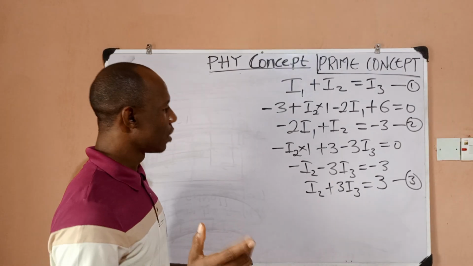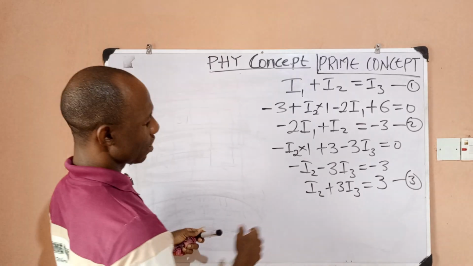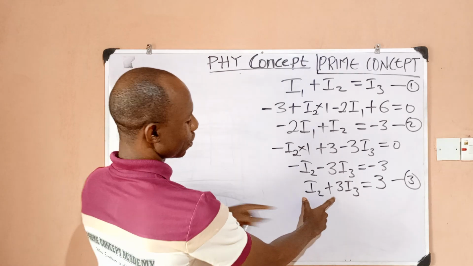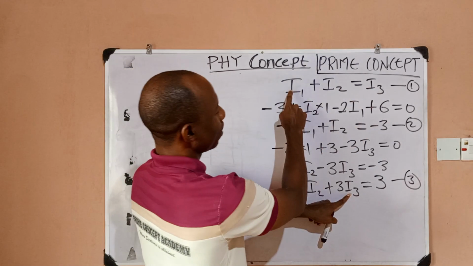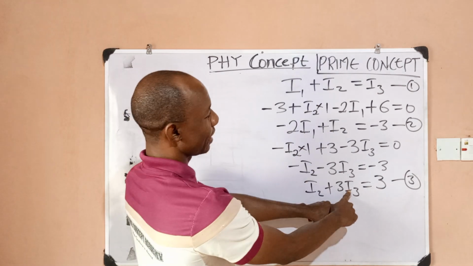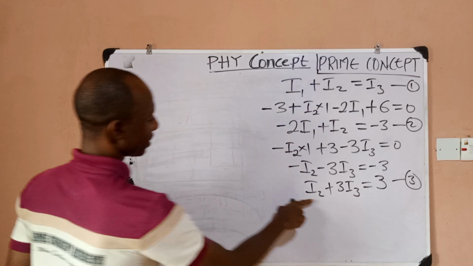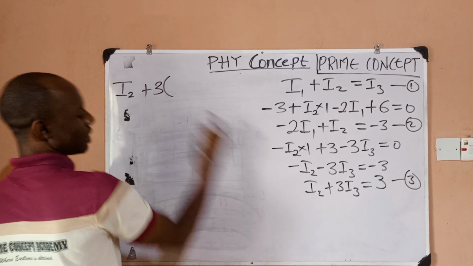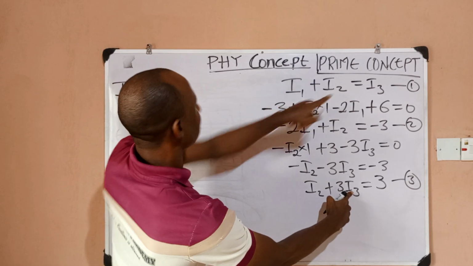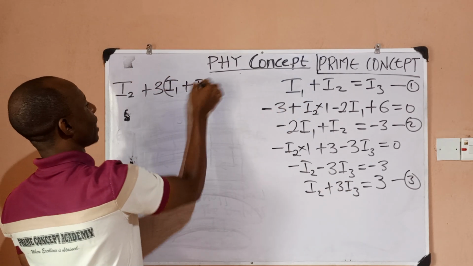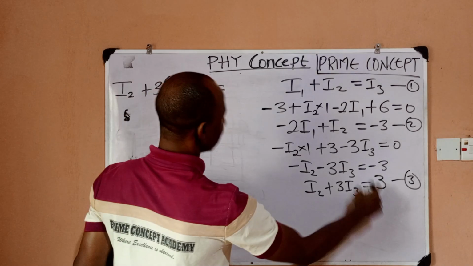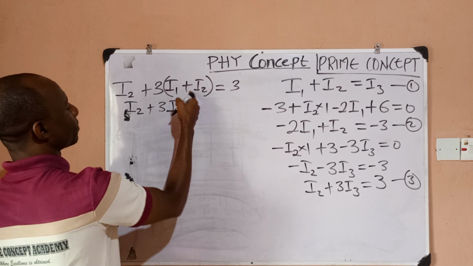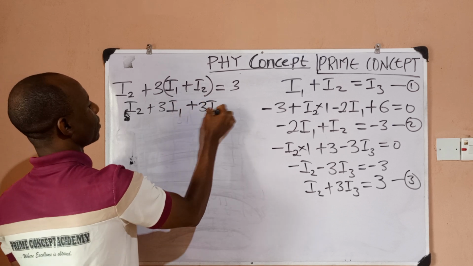So to do that, I'm going to consider equation 3. So this is I3, and I3 is equal to I1 plus I2. So I'll replace I3 here with I1 plus I2. Let me rewrite equation 3. So I have I2 plus 3, instead of I3, I'm now going to write I1 plus I2. So I have I1 plus I2, and this is going to be equal to what now? Equal to 3. So I have I2 plus 3I1 plus 3I2 equal to 3.